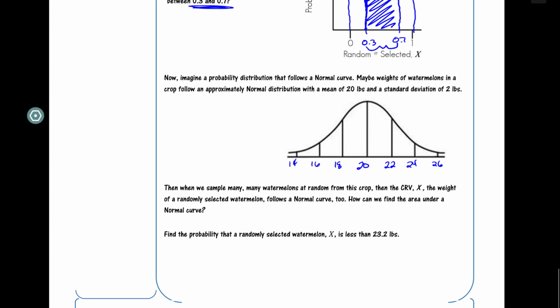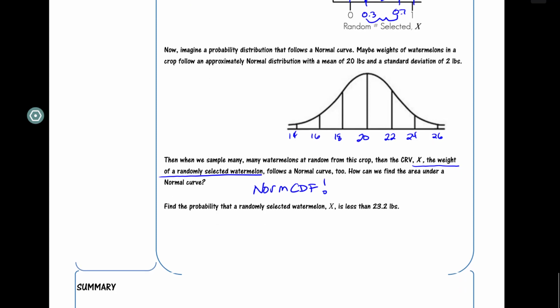Now, when we sample many, many watermelons at random from this crop, then we can consider the weight of any one randomly selected watermelon as being this letter X. And it's going to follow a normal curve. And we have to remember, well, how did we find area under a normal curve? Because this is a density curve. And if we want to find the probability of a watermelon having a certain weight, we have to look at the area underneath that curve. And we did this by doing NormCDF calculations. So NormCDF, stuff that we looked at way back in first semester, it makes a valiant comeback.